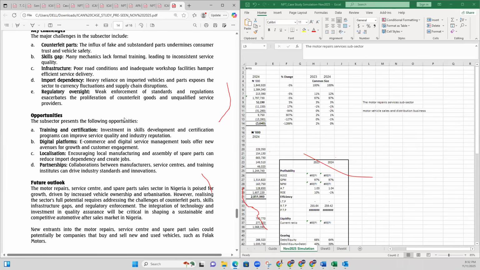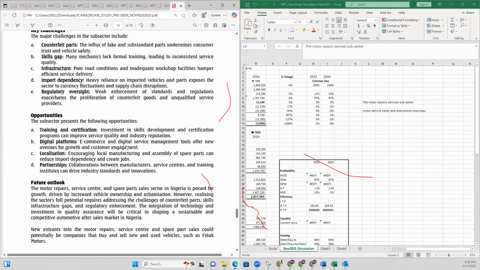Key challenges. The major challenges in the subsector include: A. Counterfeit parts. The influx of fake and substandard parts undermines consumer trust and vehicle safety. B. Skills gap. Many mechanics lack formal training, leading to inconsistent service quality.